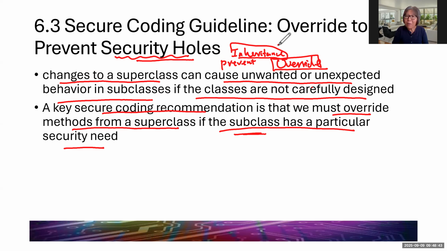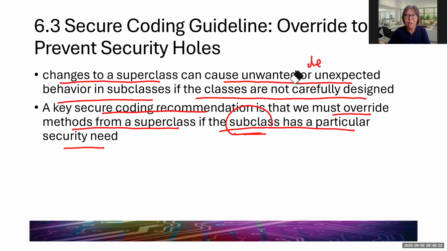One is inheritance. The purpose of inheritance is so that we prevent reinventing the wheel. You just inherit the features and behaviors from the parent class. But on the other hand, it may have some security holes exposed. Then to prevent that, in the subclass, if we have some special security consideration, then we need to override the method. And we will see that and understand it better in our example.